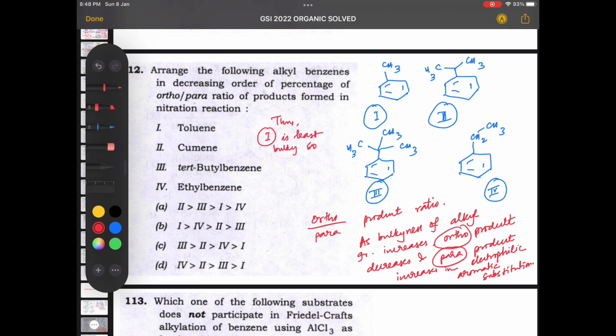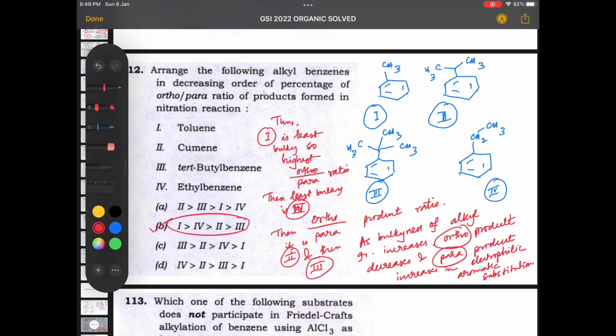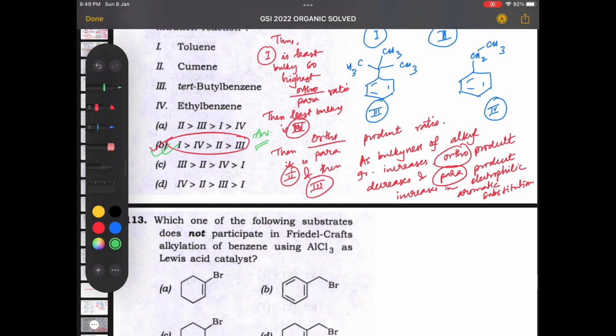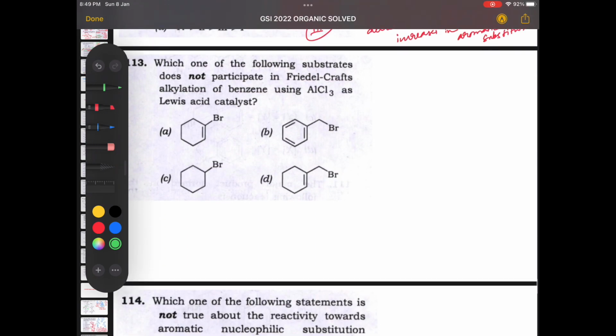Now, as we can see here, toluene 1 is the least bulky, so it has the highest ortho by para ratio, because ortho is highest and para is lowest in the case of toluene. Then there is 4, which is the second least bulky, then it is 2, which is cumene, and then it is 3. So to find the highest ortho/para ratio, it should be first 1, then 4, then 2, and then 3. This was a pretty easy question, but an interesting one.